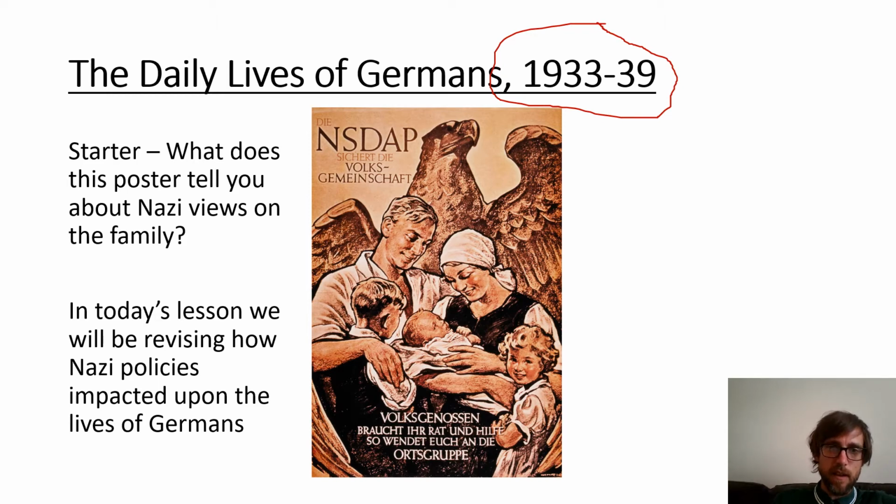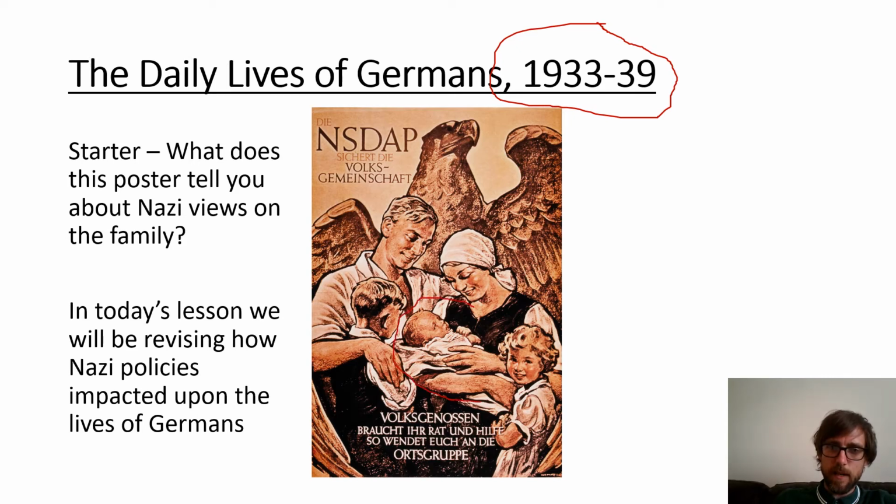So to start off with, we've got a source here. You might recognise the source. It's one that we've probably used with you, possibly in year 9. All I want you to think about, so you might want to pause it after I finish speaking, you might want to just have a little think about what this poster tells us about Nazi views on the family. So you might just have a look at the different elements here.